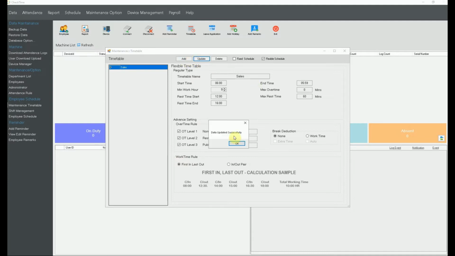Alright, now I take another one. Now we go to in-out pair. I add it up. As for the in-out pair, there's one issue: you cannot go overnight, maybe only until 23:59, that's all. On that day, maybe you start clocking at 00:01, you can set it like this. In-out pair cannot go overnight.